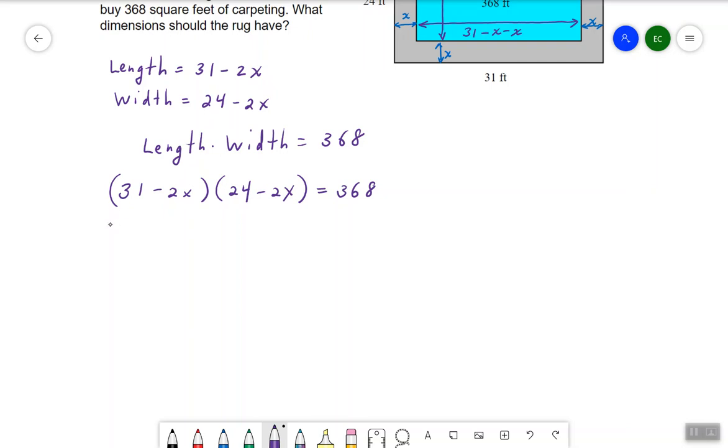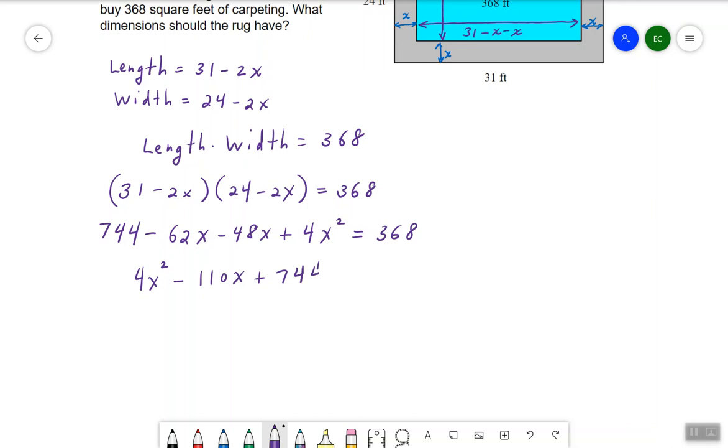So 31 times 24 is 744. And then 31 times 2x gives you a minus 62x. Minus 2x times 24 gives you minus 48x. And then 4x squared, all that's equal to 368. So let's go ahead now and just reorder the terms on the left. Let's put the 4x squared first. Let's combine the two middle terms and get 4x squared minus 110x plus 744 is equal to 368.